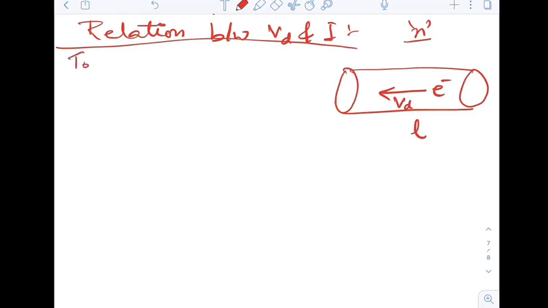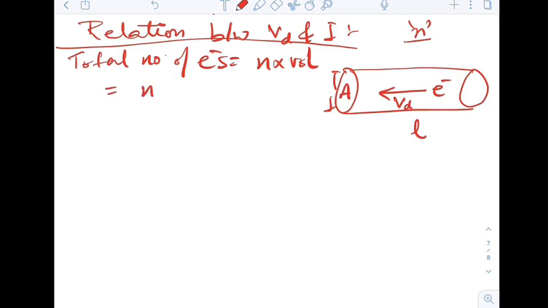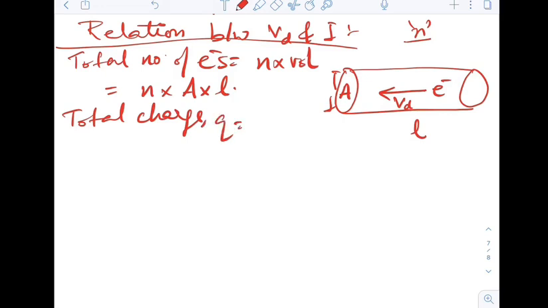Then the total number of electrons can be given by n into the volume of that conductor. Let capital A be the cross sectional area, so it equals n into area into length, and the total charge Q is given by nAL into the charge of the electron. Correct?